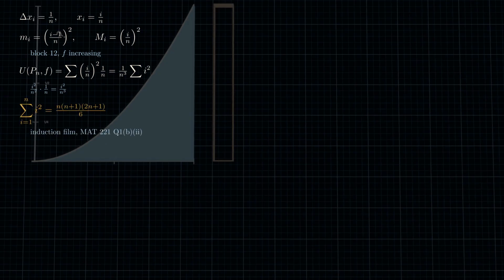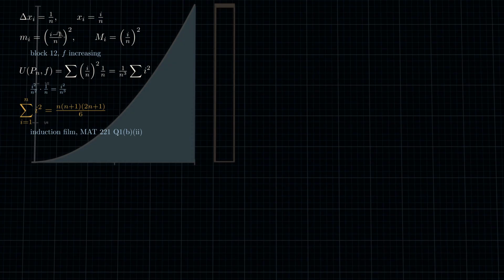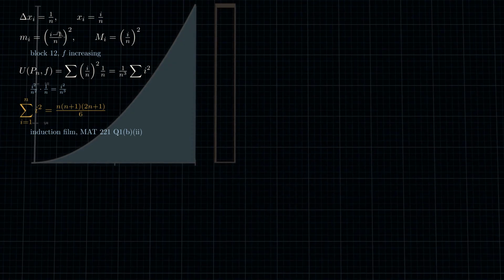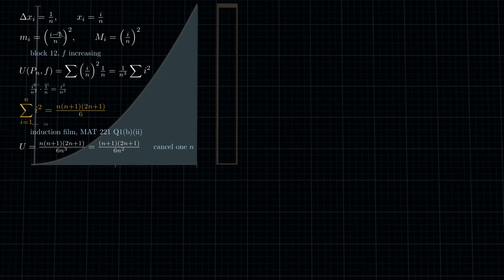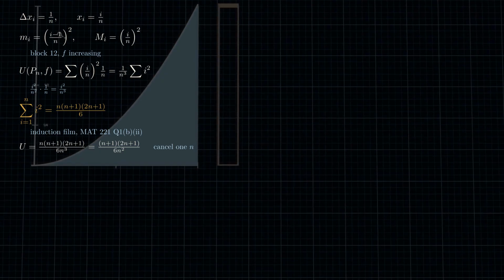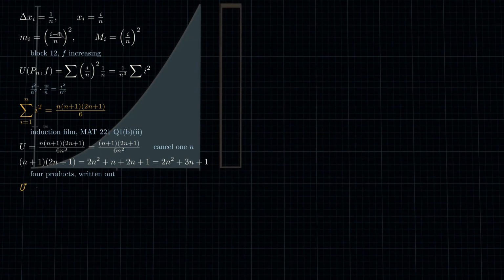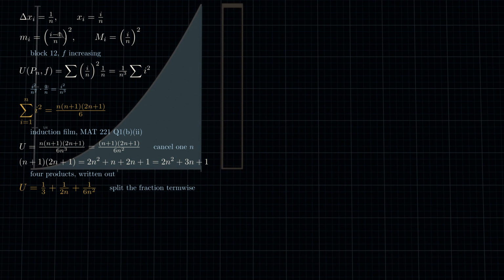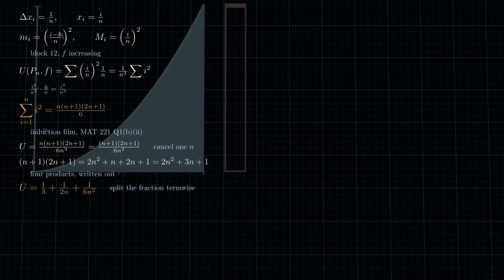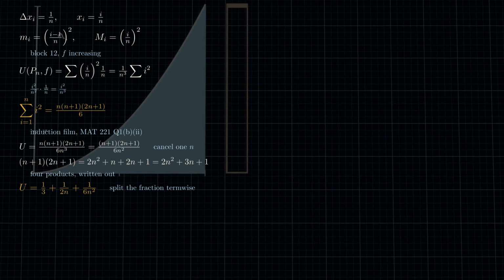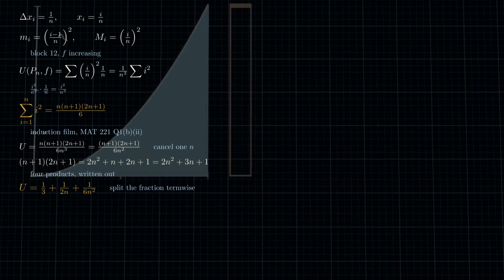The sum of the first n squares, proved in the induction film: n times (n plus 1) times (2n plus 1) over 6. Substitute. 1 n on top, n cubed below, so an n cancels. (n plus 1) times (2n plus 1) over 6n squared. Multiply out and collect: 2n squared plus 3n plus 1. Split it over 6n squared. 2n squared over 6n squared is 1/3. 3n over 6n squared is 1 over 2n. The last stays. So the upper sum is 1/3 plus 1 over 2n plus 1 over 6n squared.